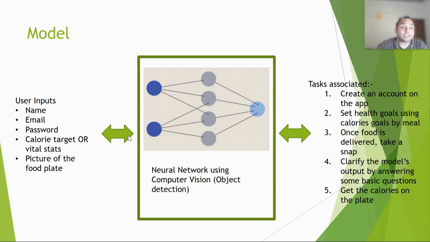then take a picture of the food that you're eating, and clarify some output from the model around what kind of dishes it has. The clarification is needed for better confidence in the calorie estimate, and then eventually the app will give you an estimated calorie count for the plate.